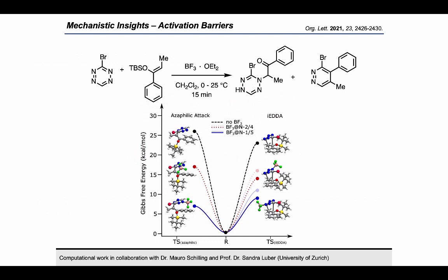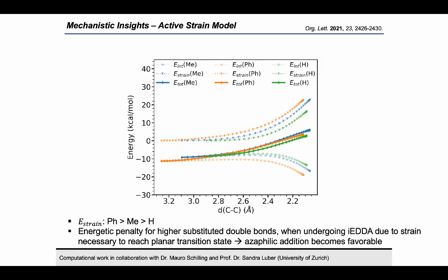We then calculated the activation barriers and could show that the activation barriers for azaphilic attack after BF3 coordination are lower than the inverse electron demand Diels-Alder reaction. We could also demonstrate in this case that BF3 lowers the activation barrier of this reaction. Lastly, we gained some mechanistic insights by using the activation strain model, which demonstrated that there is an energetic penalty for higher substituted double bonds when undergoing inverse electron demand Diels-Alder reaction due to the strong strain necessary to reach a planar transition state. In this case, azaphilic addition becomes more favorable.